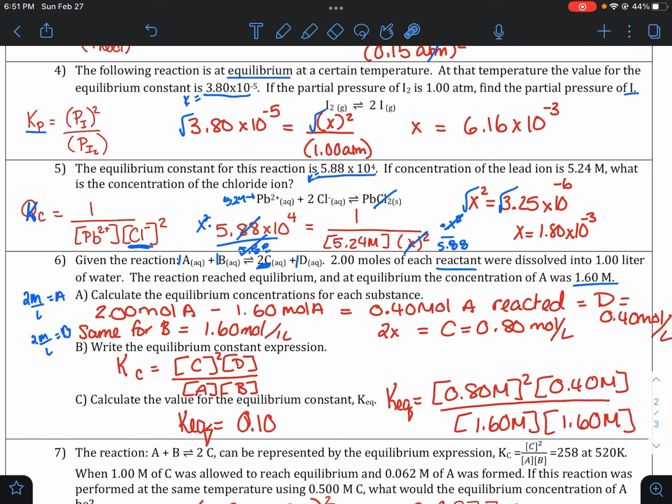Then the last one here, calculate the value for the equilibrium constant. So Keq, EQ meaning at equilibrium. We use our answers from A, we plug them in, and we solve. And again, our K value has no units, so it's just 0.10.